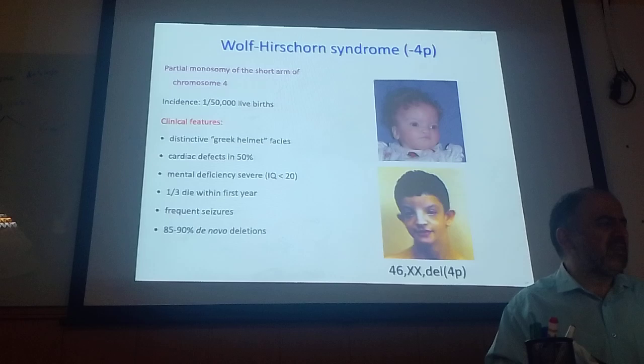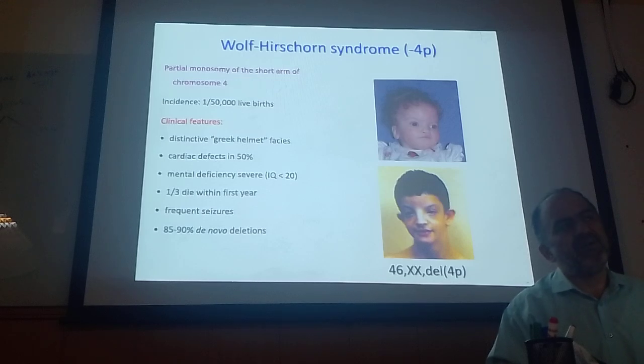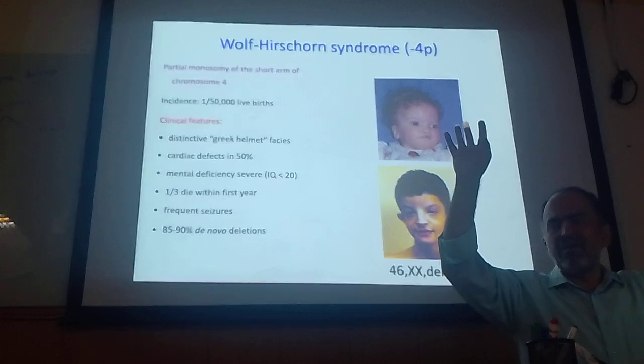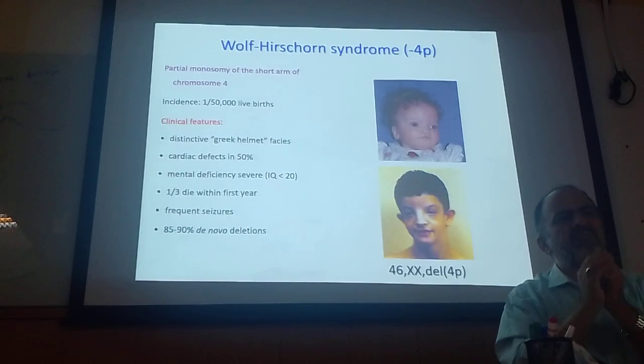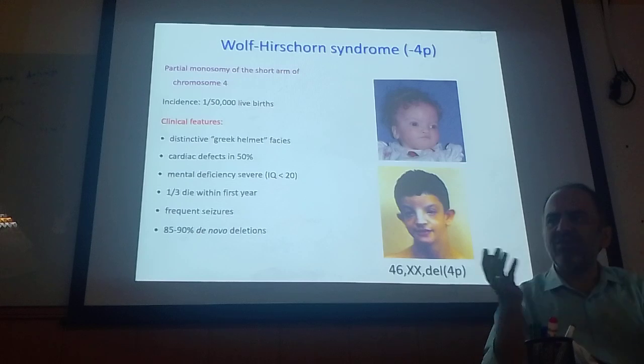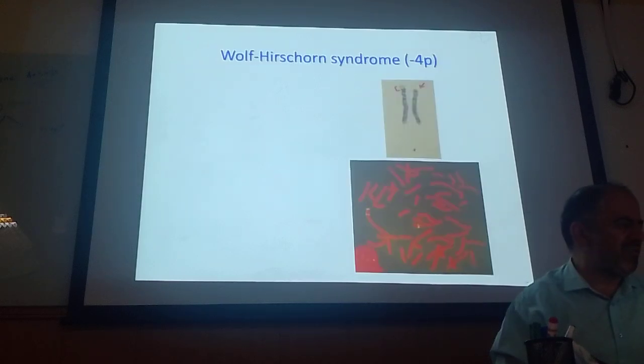And it is interesting, in 4P, 85 to 90% are de novo deletions. De novo means father is fine, mother is fine, the baby has it for the first time. It means the sperm and ovum are fine, but maybe something went wrong resulting in the 4P deletion of the baby. So it is a de novo mutation. De novo means for the first time.